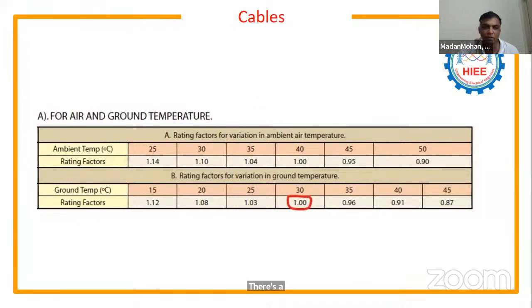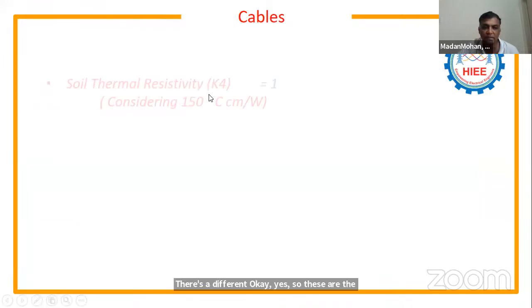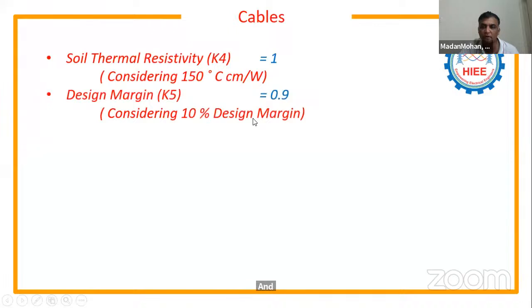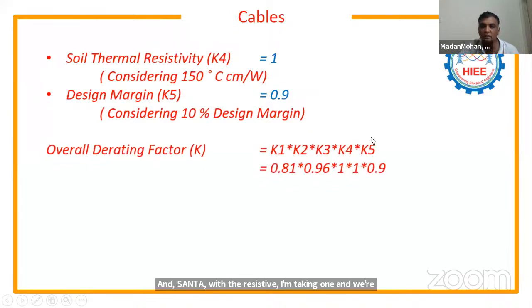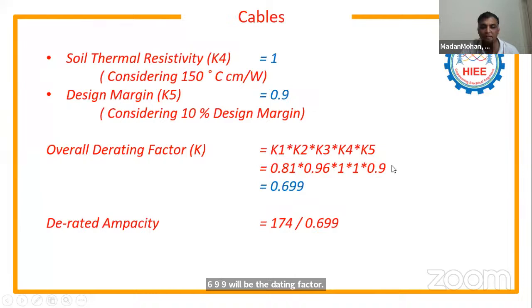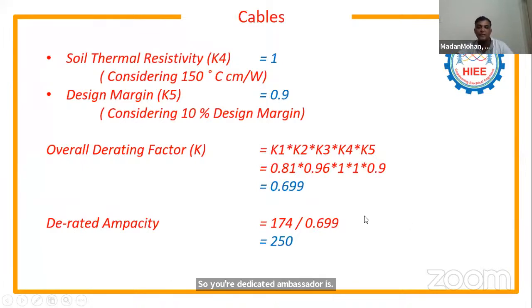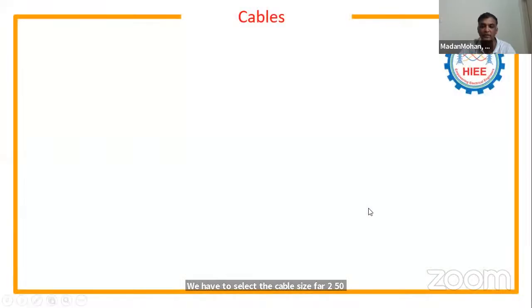Yes. So these are the derating factors we consider. For soil thermal resistivity, I'm taking 1, and we are taking the design margin as 10%, so 0.9. With all of this, your overall derating factor is 0.699. With this, the derated ampacity is equal to the full load current divided by the derating factor. So your derated ampacity is 250 amps. What does it mean? We have to select the cable size for 250 amps derated ampacity from the cable catalog.